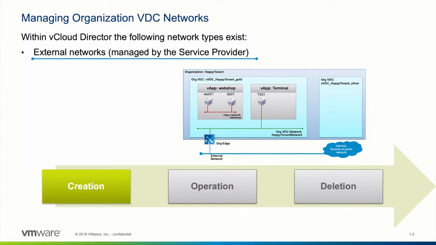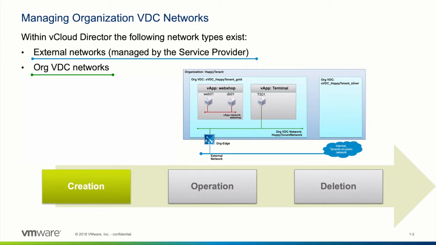A vCloud Director external network provides an uplink interface that connects networks and VMs in the system to a network outside of the organization. Typically, this network is backed by a VLAN that can be used to connect the organization to the internet or to the customer's on-premises network.